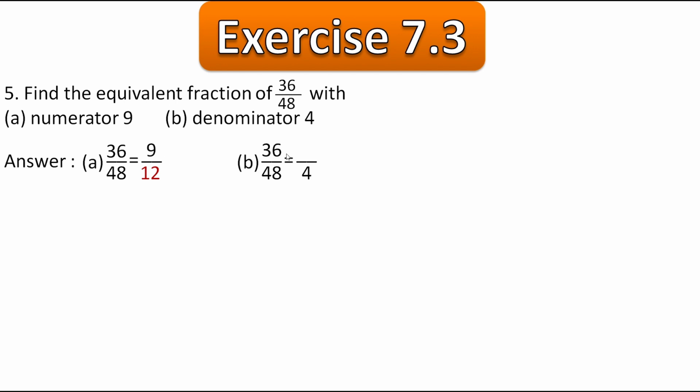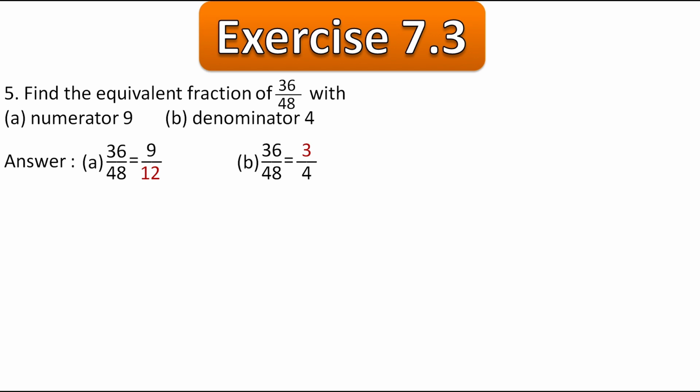Now here, same. First we have to find 4 times what is 48. If I multiply this 4 with 12, I'll get 48, right? Now we have to divide this 36 by 12 to get the answer. So when I divide 36 by 12, I'll get the answer as 3 because 12 threes are 36, right? So here this is the answer for the fifth.